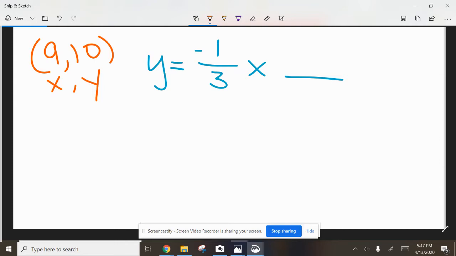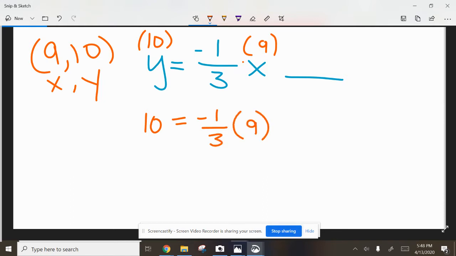Where are you going to put the 9? You're going to plug it in. Where am I going to put it? 9 represents the x value. Are we going to put it right there? Are we going to now multiply? And then where's the 10 going to go? Where the y is. So what you're telling me is, does 10 equal negative 1/3 times 9? All right. And ultimately, what do you want to get to? You want 10 to equal 10.